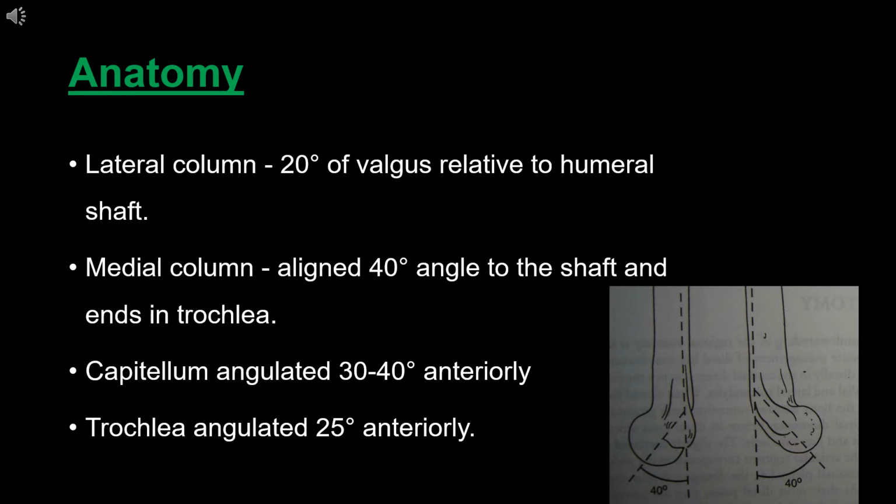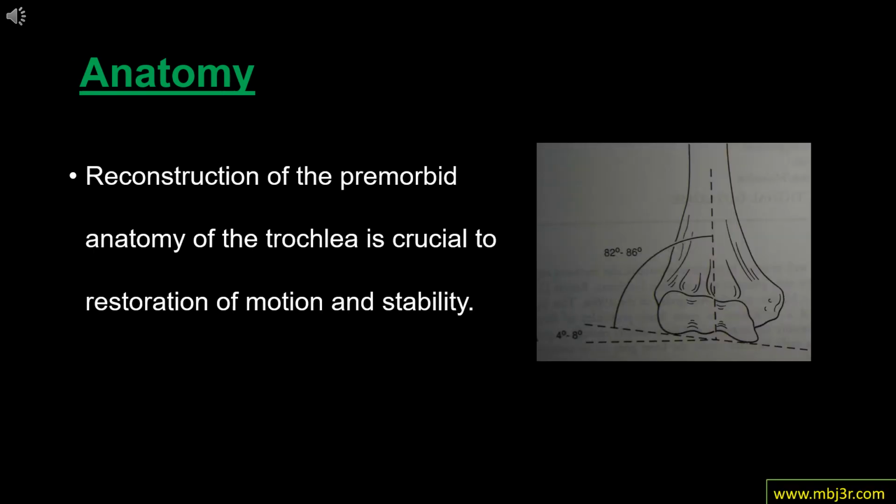The capitulum is angulated 32 to 40 degrees anteriorly. The trochlea is angulated 25 degrees anteriorly. Reconstruction of the pre-morbid anatomy of the trochlea is very important and crucial to restoration of the motion and stability of the elbow joint.